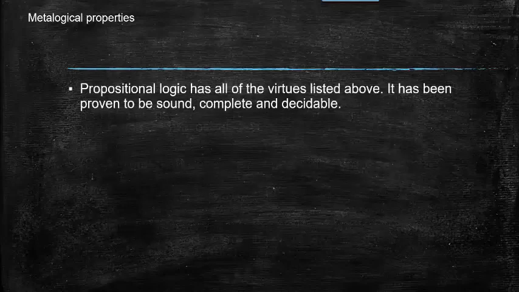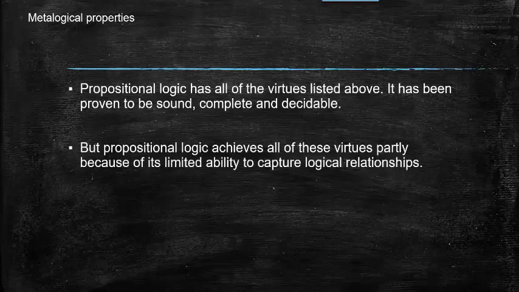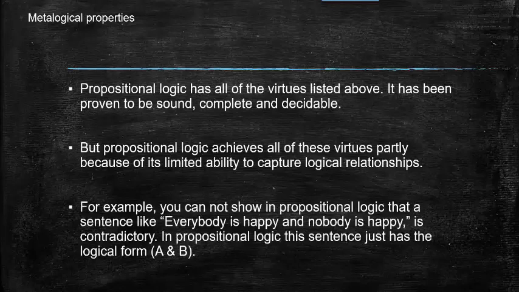Propositional logic has all of the virtues listed above. It has been proven to be sound, complete, and decidable. But propositional logic achieves all of these virtues partly because of its limited ability to capture logical relationships. For example, you cannot show in propositional logic that a sentence like "everybody is happy and nobody is happy" is contradictory. In propositional logic, this sentence just has the logical form A and B.